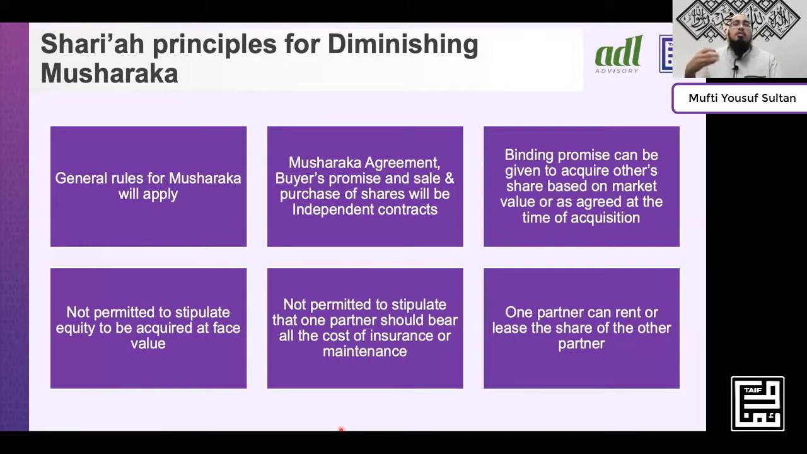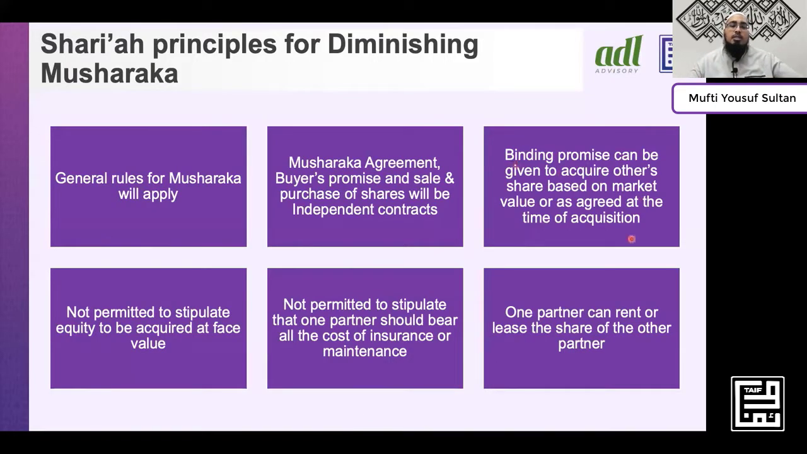For example, the final transfer or sale agreement, if you sign it on day 1, then there is no point that the IFI is charging any rental if there is an ijara, because the whole ownership belongs to the client. So it all has to come in sequence.